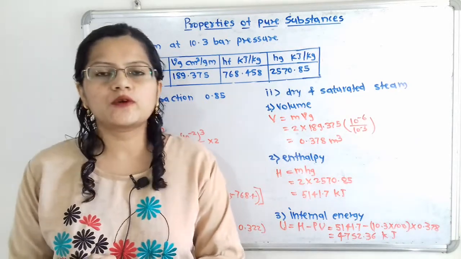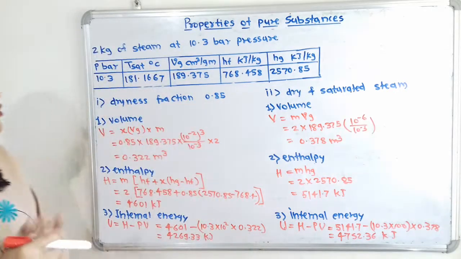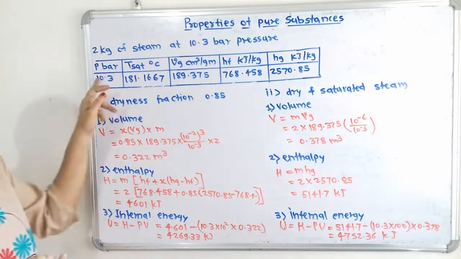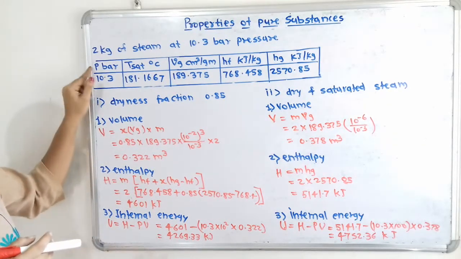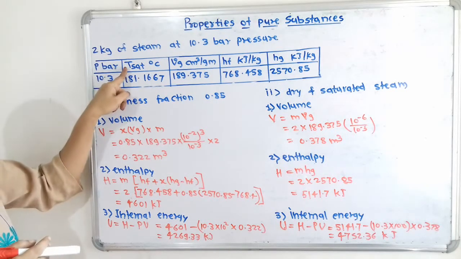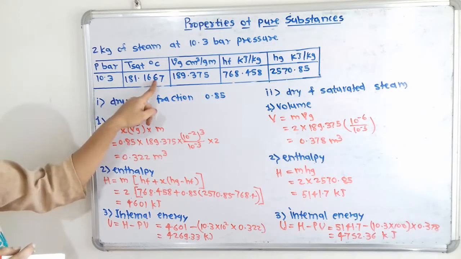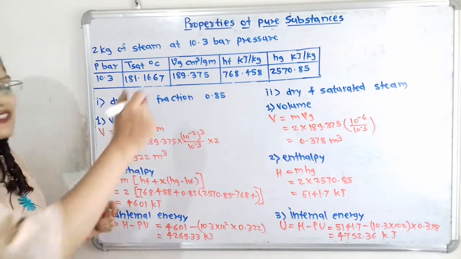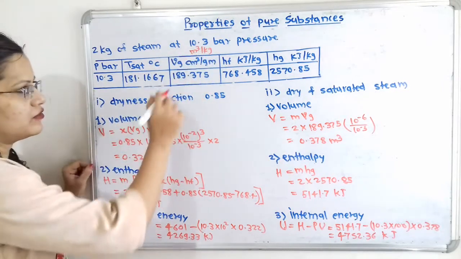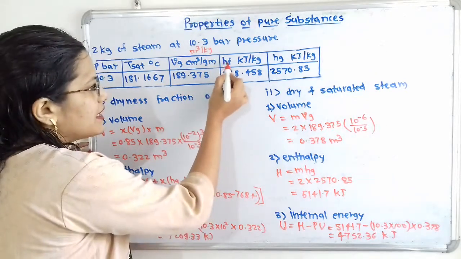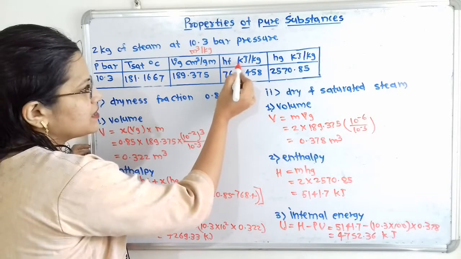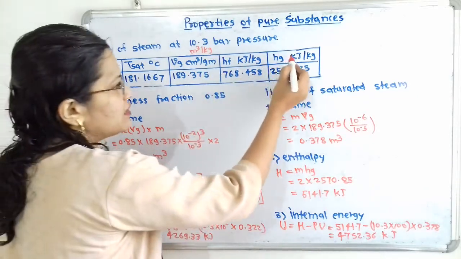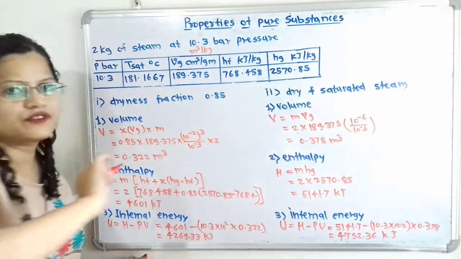Now we will solve one problem to calculate the internal energy. What is the question? Here 2 kg of steam at 10.3 bar pressure is given, and for this 10.3 bar pressure the data is given. Now we will read this given data. P, that is pressure in bar, is 10.3. For this pressure, saturation temperature in degree Celsius is 181.1667. Then the specific volume in centimeter cube per gram is given. Now we know that the standard unit is meter cube per kilogram, but here it is given as 189.375. Then hf, the enthalpy of saturated water, is given in kilojoule per kilogram as 768.458, and hg, the enthalpy of dry and saturated steam, is given as 2570.85. So this is the given data.